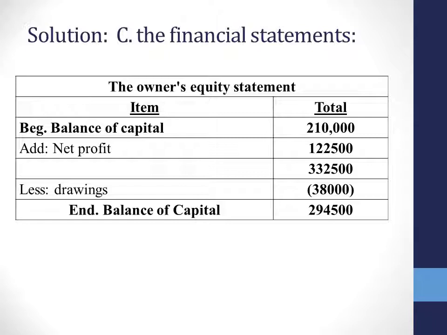Then after we make the income statement, we are ready to make the owner's equity statement. We start the owner's equity statement by the beginning balance of capital, which is within the adjusted trial balance, 210. You're gonna add the net profit calculated in the previous income statement, then subtract the drawings if there is drawings, 38,000. The result will be the ending balance of capital.